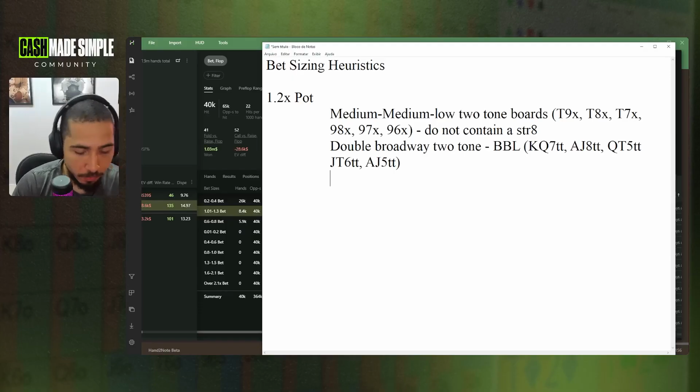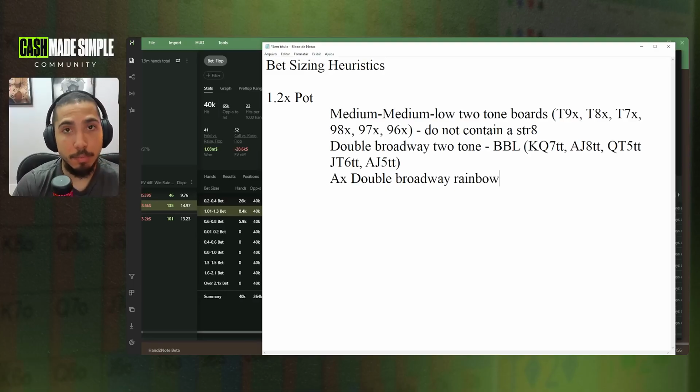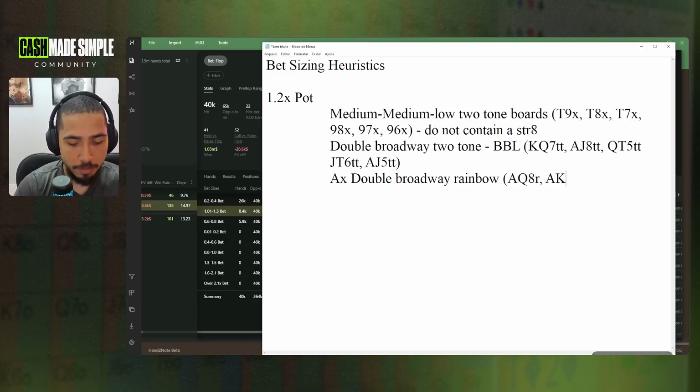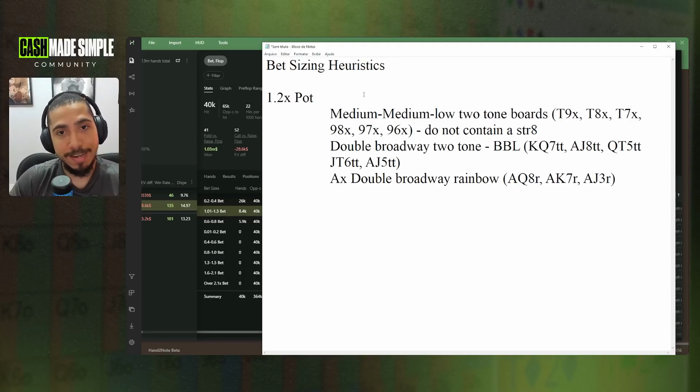And here you also have the Ace-x double Broadway rainbow. So Ace-x double Broadway rainbow also uses this bet sizing. So we're talking about Ace Queen 8 rainbow, Ace King 7 rainbow, Ace Jack 3 rainbow. On those, you should also use the 1.2x size as the one size. The double Broadway non-Ace-x rainbow, you go small size, high frequency. Okay, so here it's only Ace-x double Broadway rainbow. If it's rainbow, it has to be Ace-x double Broadway for you to be able to size up.